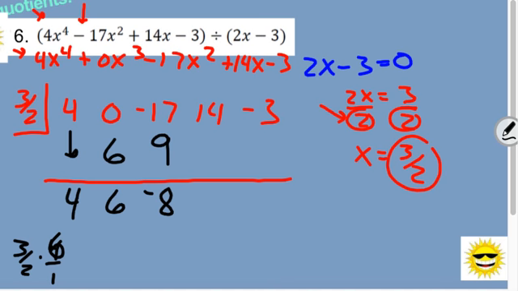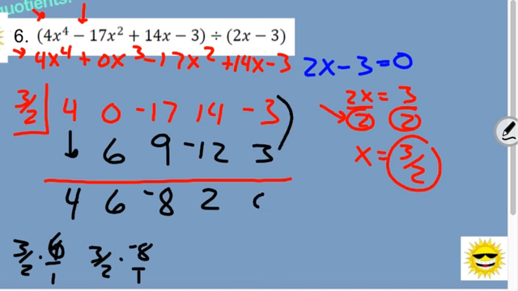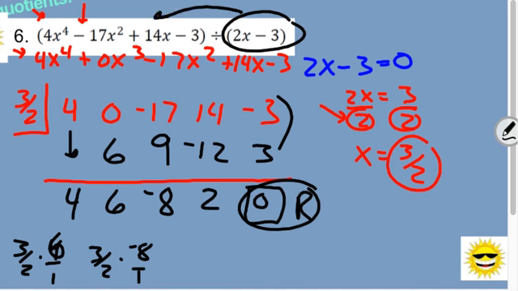Negative 8 times 3/2, that's 3/2 times negative 8 over 1, that's negative 24 over 2, that's negative 12. 14 plus negative 12 is positive 2. 2 times 3/2 is just 3. And once again, when I add these two together, I get 0. So it divides in there evenly. Now, not all of them are going to divide evenly. I'll show you an example. So this is my remainder right here. That tells me that 2x minus 3 divides in here evenly.